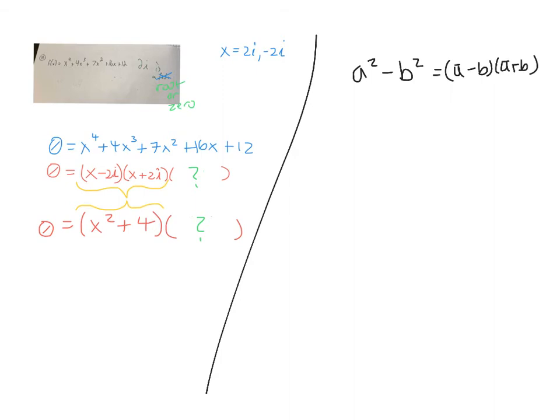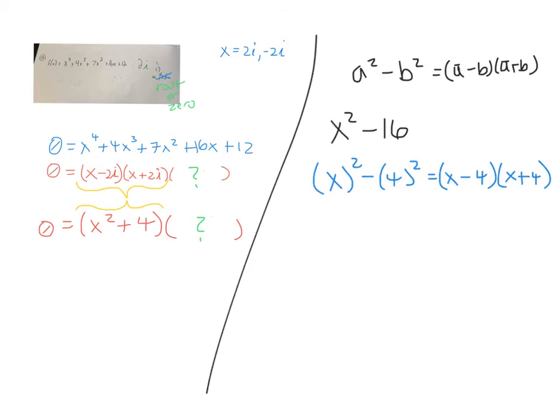So in other words, if I had x squared minus 16, well, this is secretly x squared minus 4 squared. And that most definitely equals x minus 4 times x plus 4. All right, so it is true that whenever you have a perfect square minus another perfect square, like this, it can therefore be factored in that way.